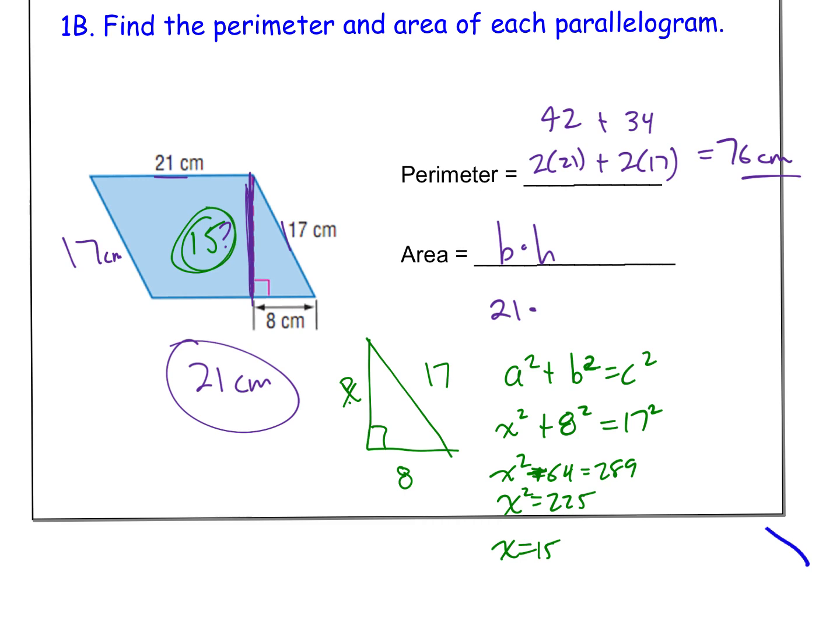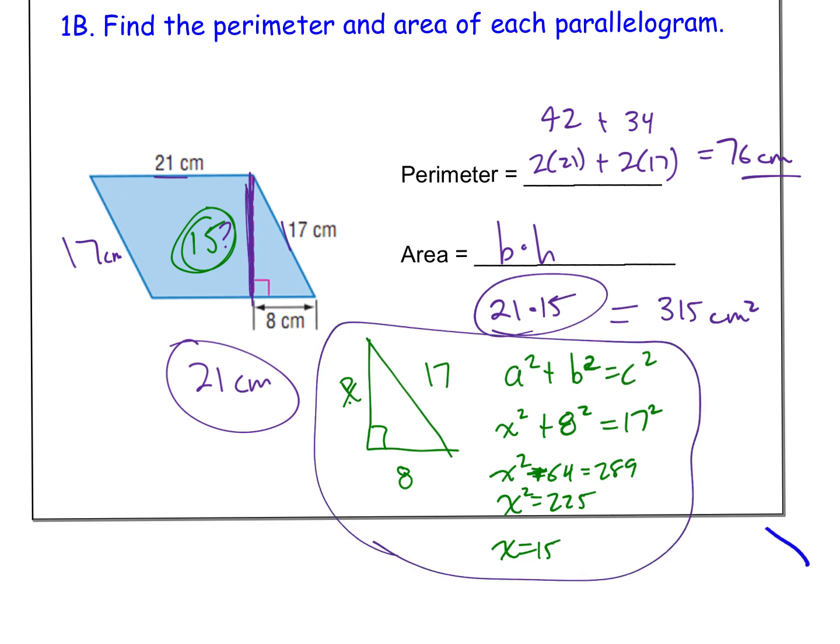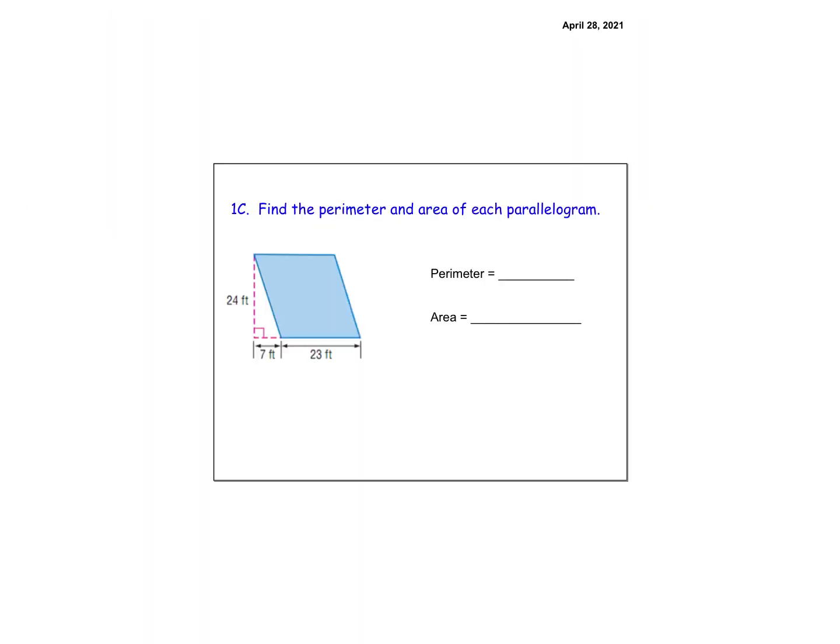So to solve, take 21 times 15. That will give me my answer of 315 centimeters squared. Not too tough, nothing too brain-breaking. This was a good review of a past concept, but nothing terrible. So now we got to get a little more clever here.